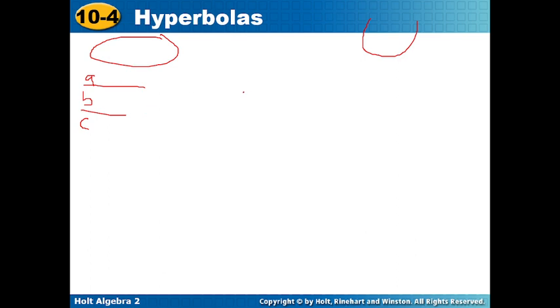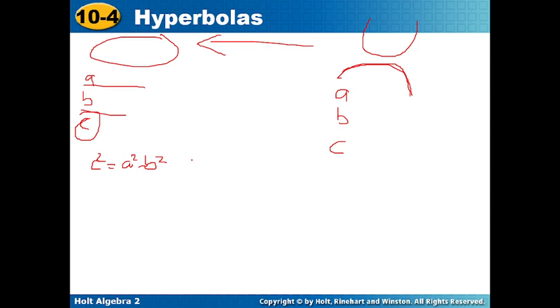How about for the hyperbola, Sir Jai? You said that they are similar. The hyperbola also has a and b. How about for the c? In getting the value of c in an ellipse, we have the formula c squared is equal to a squared minus b squared.